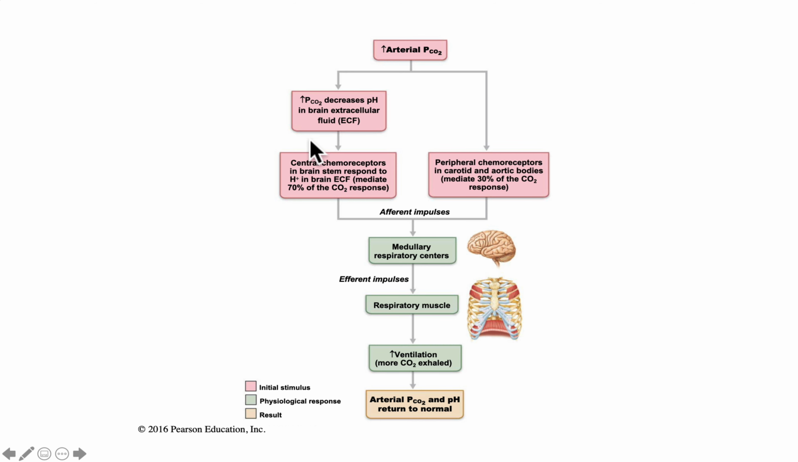Or on the other side, this increased carbon dioxide decreases pH. So now the blood is getting acidic. And again, what happens? We have the central chemoreceptors, right? They're the ones that are sensitive to the hydrogen ion concentration levels. So they end up sending a signal also to the medullary respiratory centers, and again, they send a signal out to the respiratory muscles. Ventilation increases. Everything goes back to normal. And again, everybody's happy.